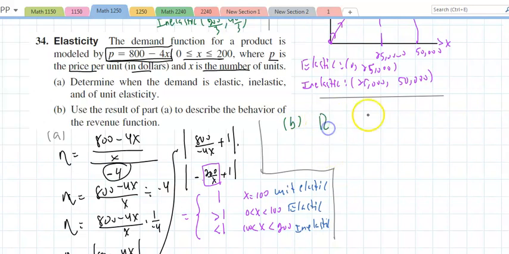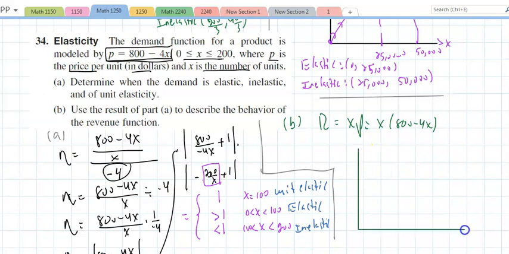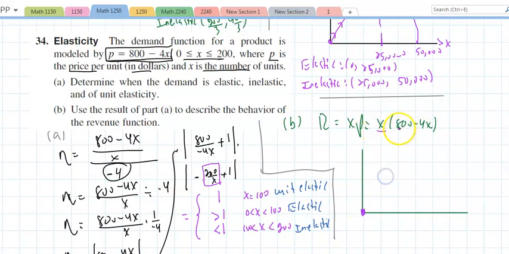Again, look at the revenue. Isn't the revenue function x times p? Isn't that x times 800 minus 4x? And if I really look at this graph, and again, this graph will give it away. I was tempted to do part B first, then go to part A. Think about it. This is 0 at 0. And if I set that equal to 0, 800 divided by 4 is 200. Not a coincidence, you guys.